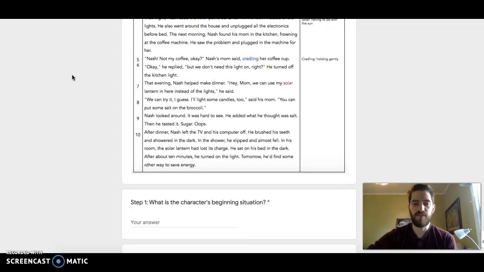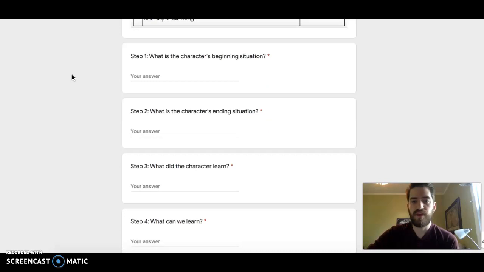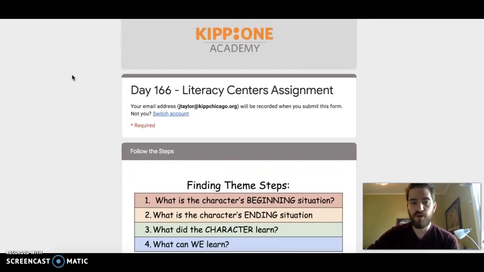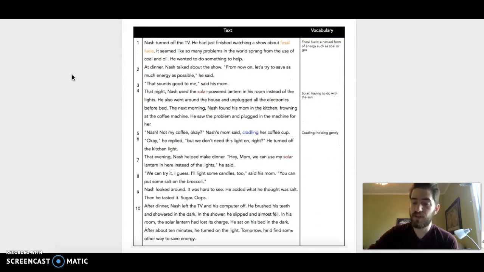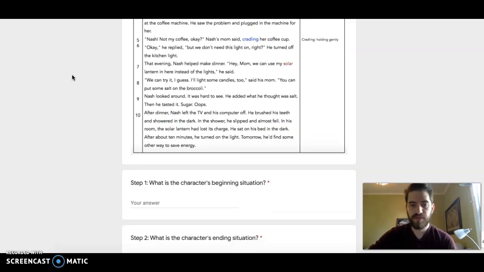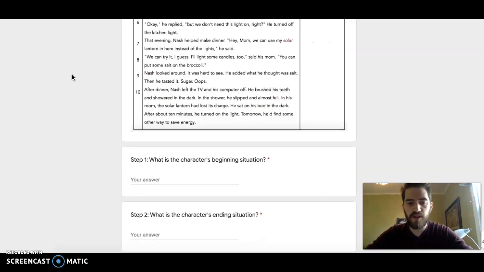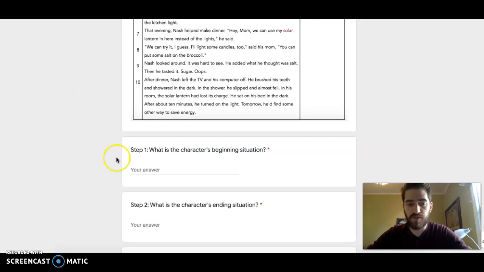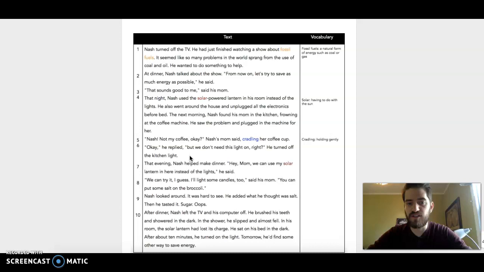Alright, Kipsters. You're going to go through the CPRT on the page before this. On this page here, you're going to be looking for the theme. So first, we're going to look at the character's beginning situation.